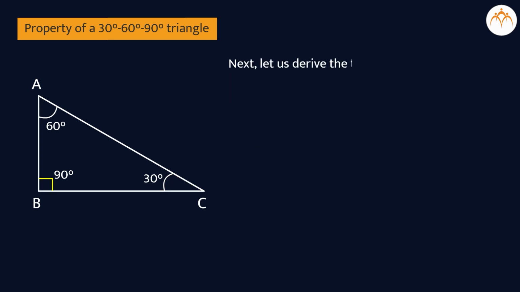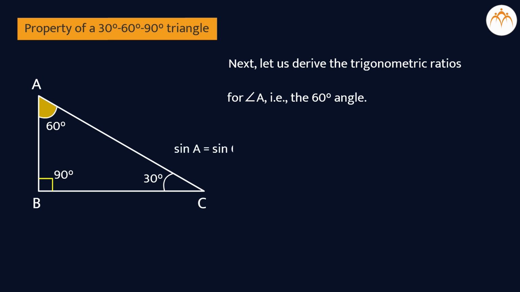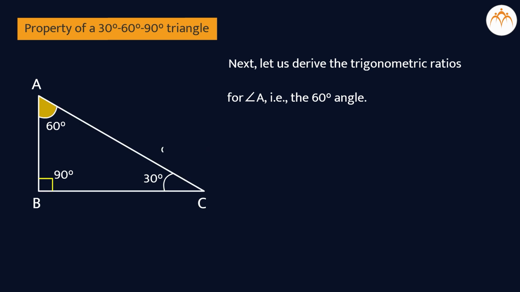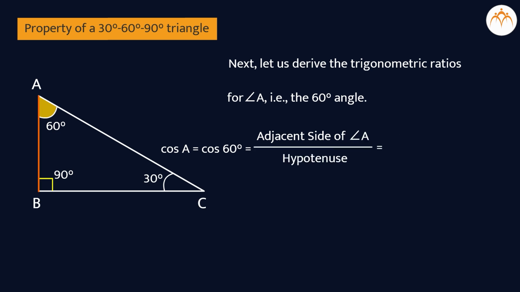Next, let us derive the trigonometric ratios for angle A, that is the 60 degree angle. Sin A, that is sin 60 degree is equal to opposite side of angle A upon hypotenuse is equal to BC upon AC is equal to square root of 3 times x upon 2x equal to square root of 3 upon 2. Cos A is equal to cos 60 degree is equal to adjacent side of angle A upon hypotenuse, that is AB upon AC equal to x upon 2x is equal to 1 upon 2.